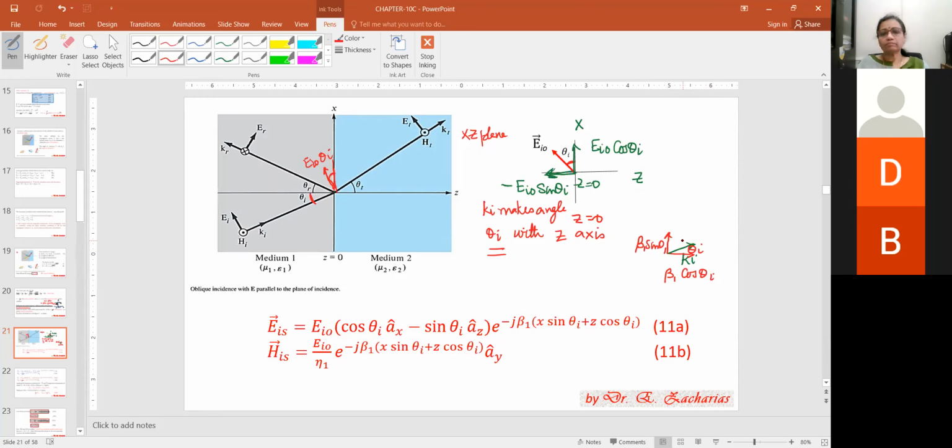Okay, is this point clear? Because I am able to write these two, I will be writing them here. So beta 1 sine theta I, beta 1 cos theta I.